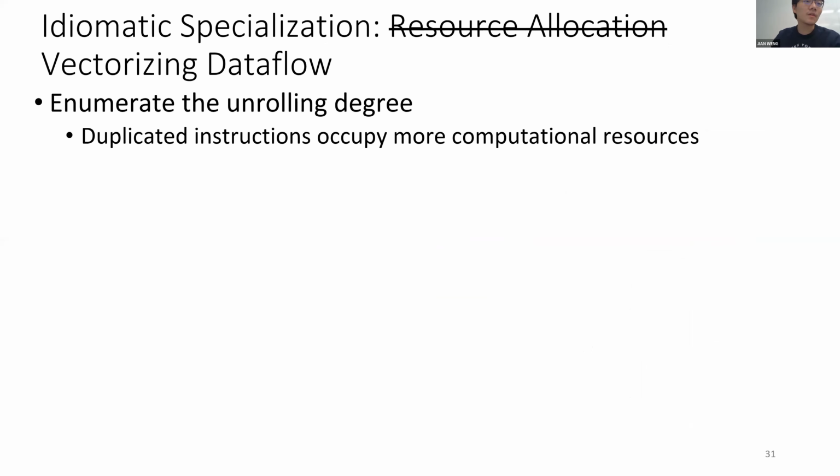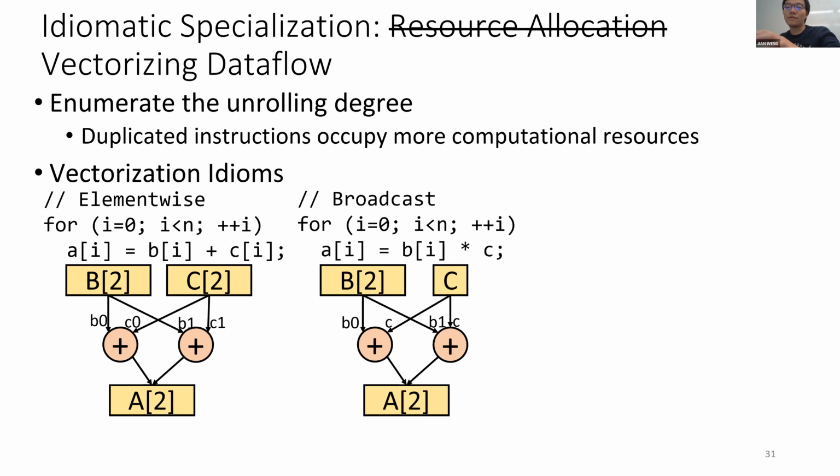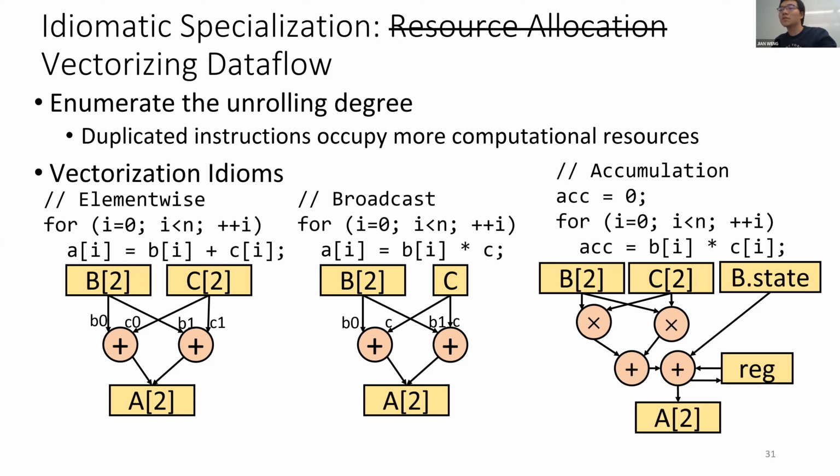And here we come to the vectorization. For the vectorization, as I mentioned before, it's just to enumerate the unrolling degree and duplicate the instructions, but we should follow some idioms. If the instructions are just element-wise, then we just increase the bandwidth of the port and duplicate the instructions. If some data is loop invariant, we have no bandwidth to increase. It should just be broadcasted through the network. If it's accumulation, we need to do a reduction tree style.